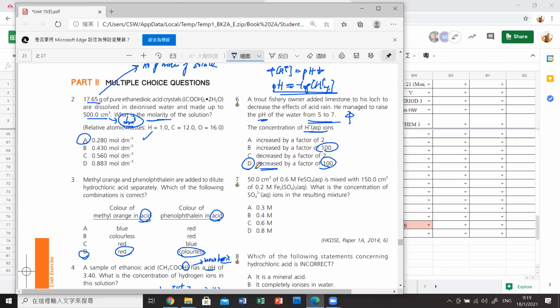Okay, remember, it's either... the concentration of hydrogen, of course, is not increased.